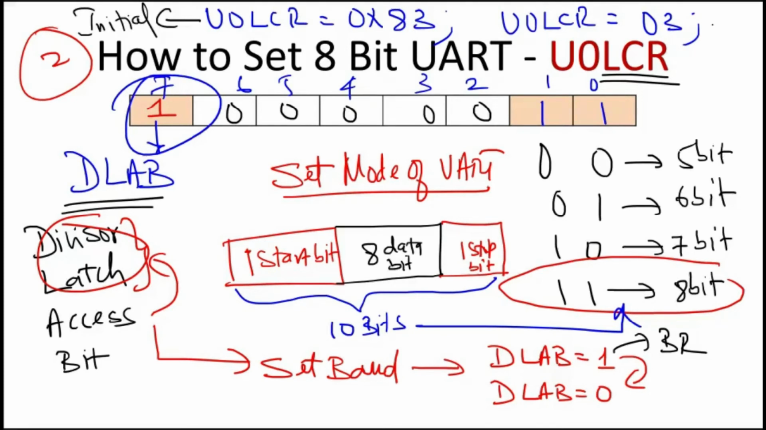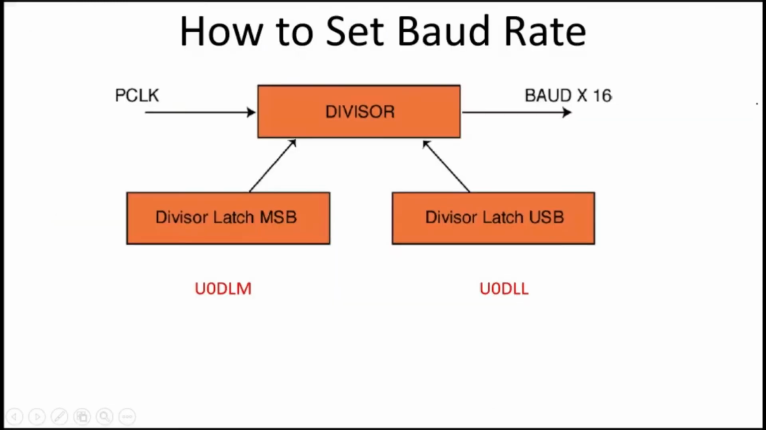This is the setting that I do after the baud rate setting. So that is something that you have to understand. Third thing, how to set the baud rate. Setting the baud rate in LPC 2148 is very easy. Peak clock is coming at 60 MHz.